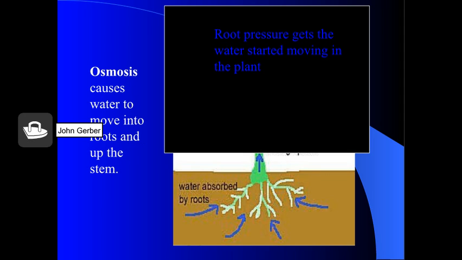Water begins to move from the soil into the plant's roots by osmosis. Water is pushed into the roots because there's a higher salt concentration inside the root as compared with outside the root. This is called root pressure.